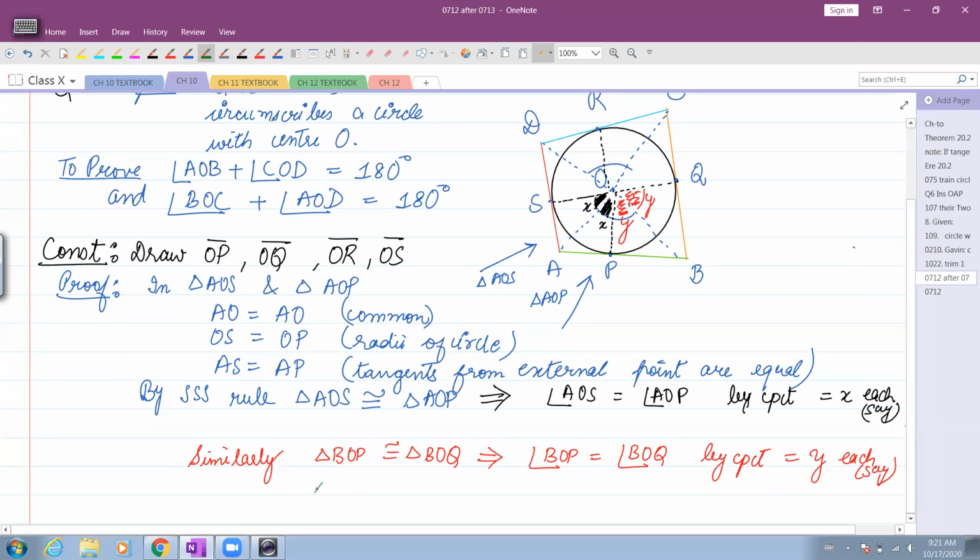Take the third pair, triangle COQ is congruent to triangle COR, and from here take these central angles equal by CPCT. And you can use a different variable, let's take them as z each. So this angle will be z and this angle will be z.